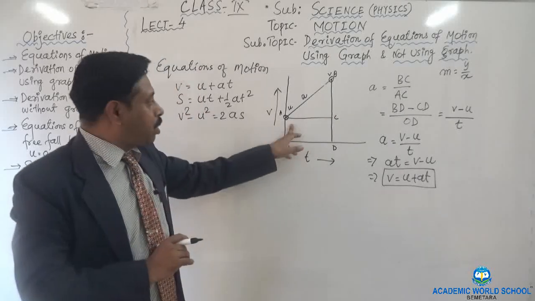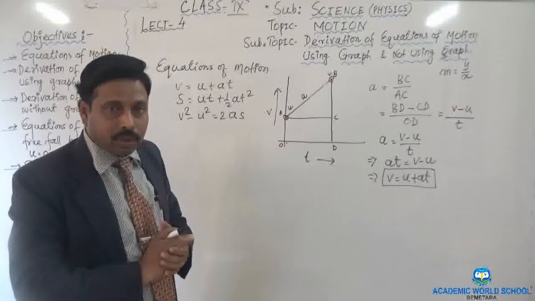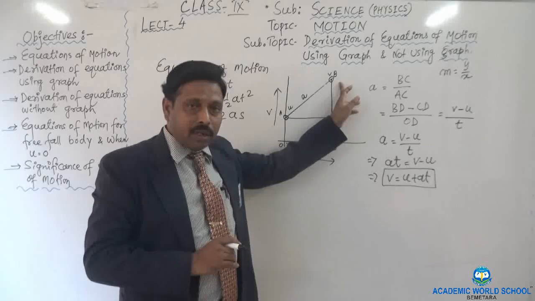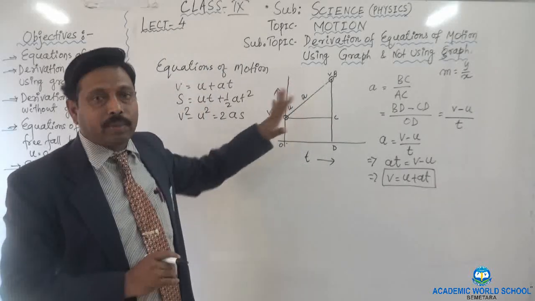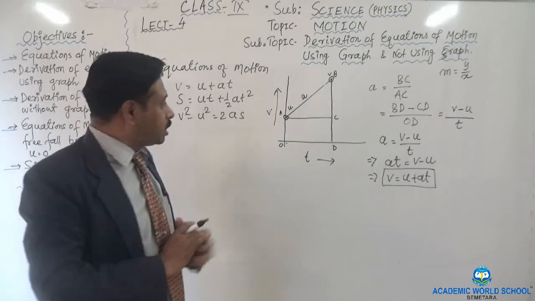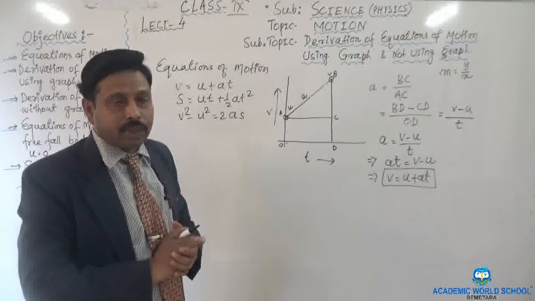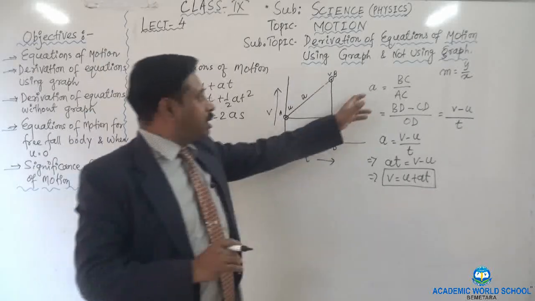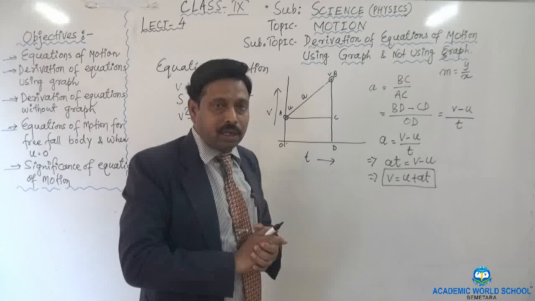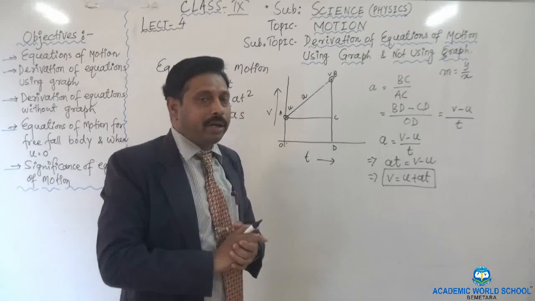Initial velocity of the body I have taken here as u. Final velocity is v. The body is moving at uniform acceleration, because our graph is v and t. Right? So I have written that a is equal to BC upon AC, the slope of AB.